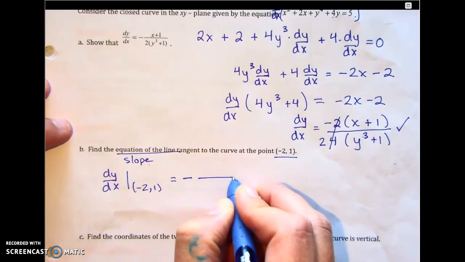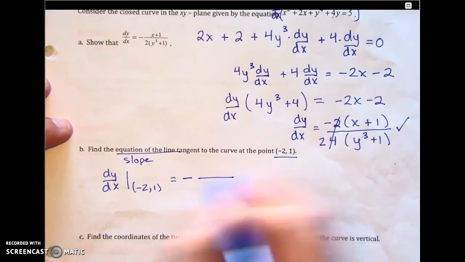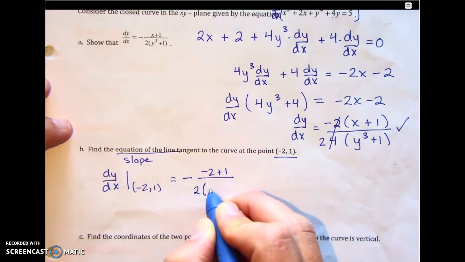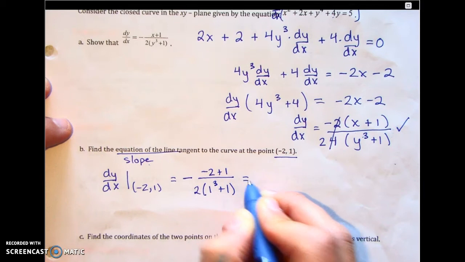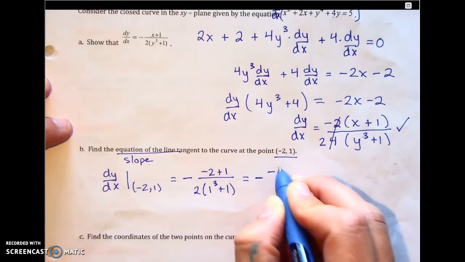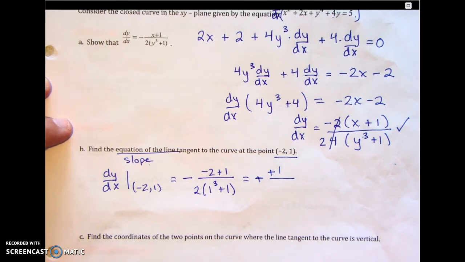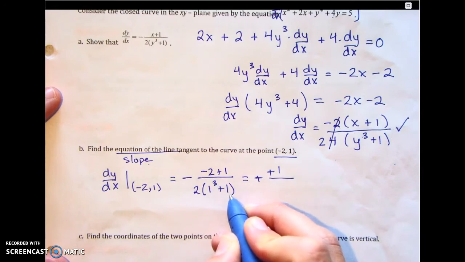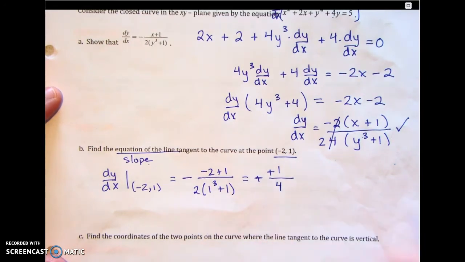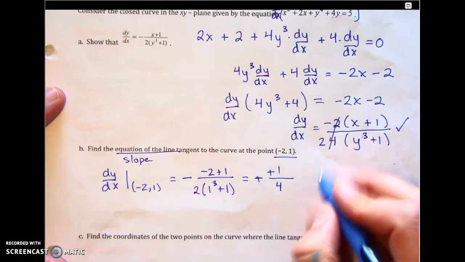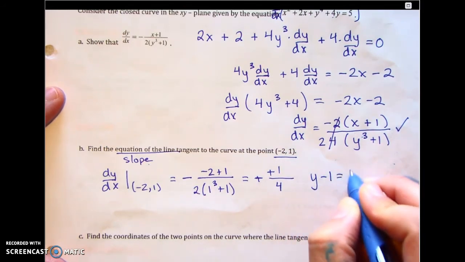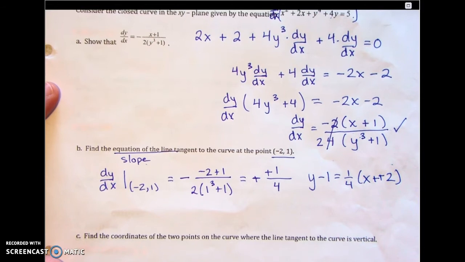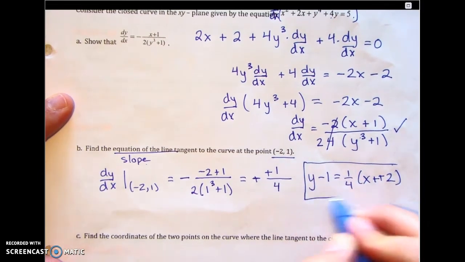So negative (x plus 1), what's our x value? Negative 2, negative 2 plus 1, 2 times (y is 1, so y cubed plus 1) equals, I have a negative in front, I have a negative 1 on top, but those cancel, negative and negative make a positive. And then 1 cubed plus 1 is 2. 2 times 2 is 4, so I have 1/4. That's the slope of the tangent line, so the equation will be y minus 1 equals 1/4 times x minus negative 2, which turns to a plus sign, and that's it. That's the equation of the line.